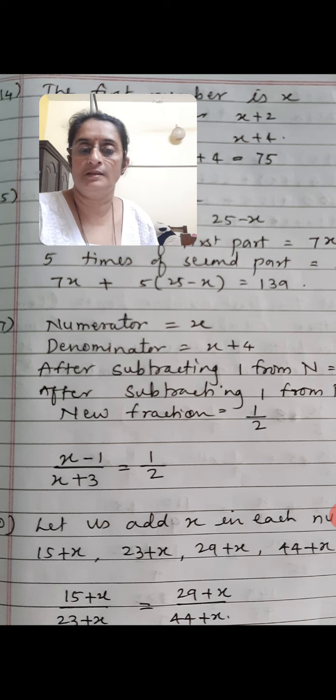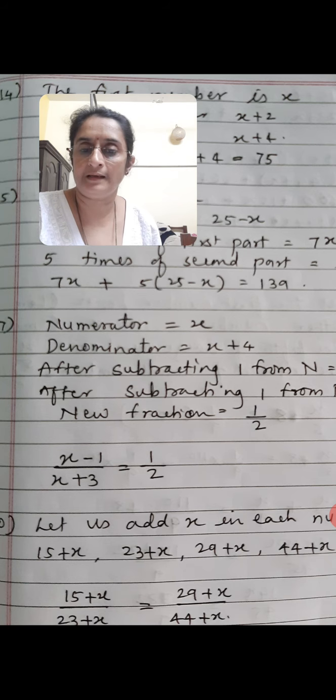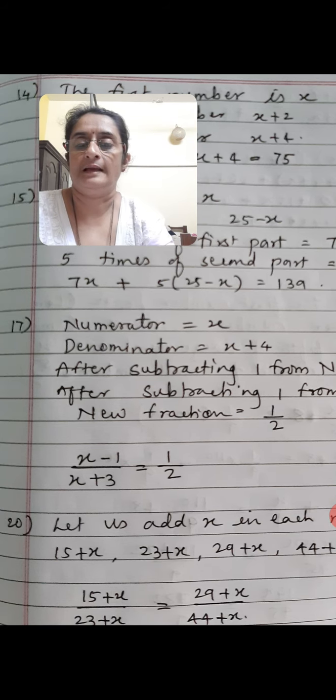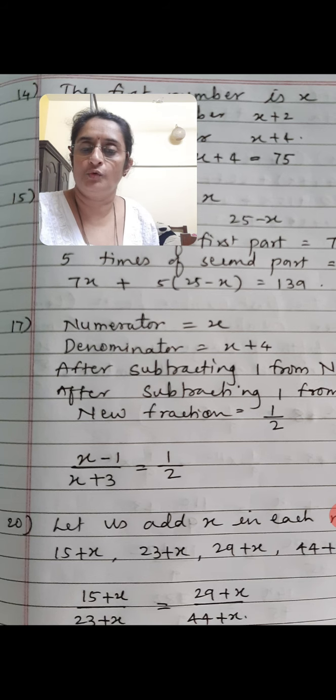Now you can solve this equation and find out the x value. That will be the numerator. Add 4 to that, that will be the denominator. And then you have to write it in the form of a fraction. Fine. Now let us go to the next question. That is the 20th. 18th and 19th you have to do on your own, children.